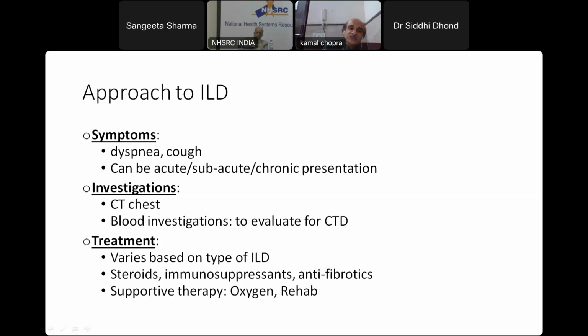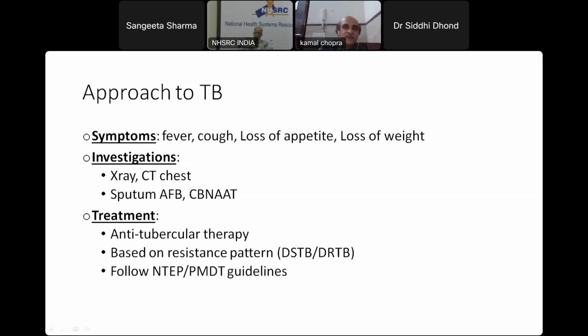Treatment varies based on the type of ILD. The most common drugs used are steroids, which are the mainstay of ILD. Immunosuppressants are used, and then antifibrotic agents are used to further decrease the progress of the disease and fibrosis. Supportive treatment in the form of oxygen and rehabilitation is very important.